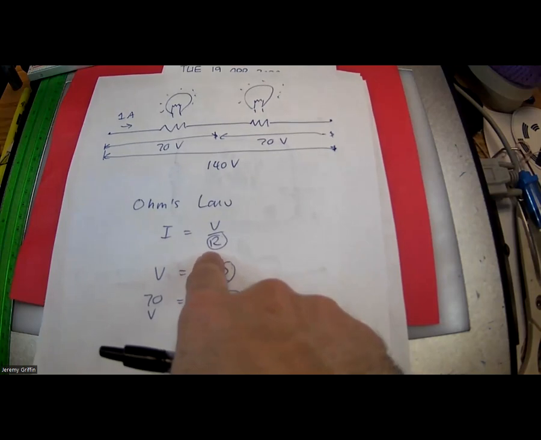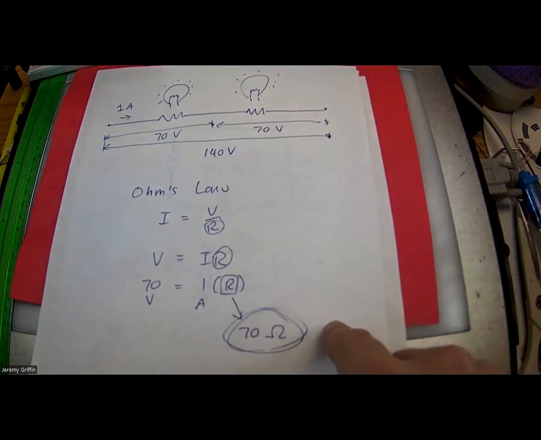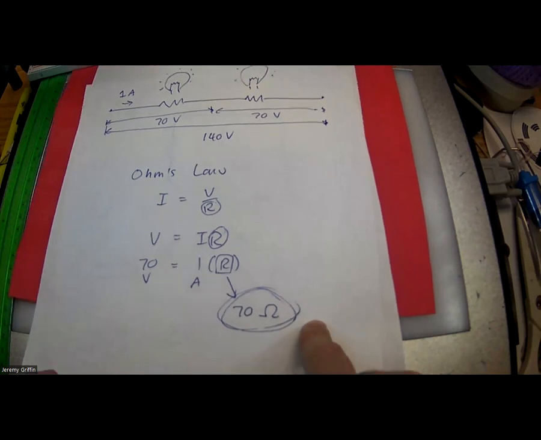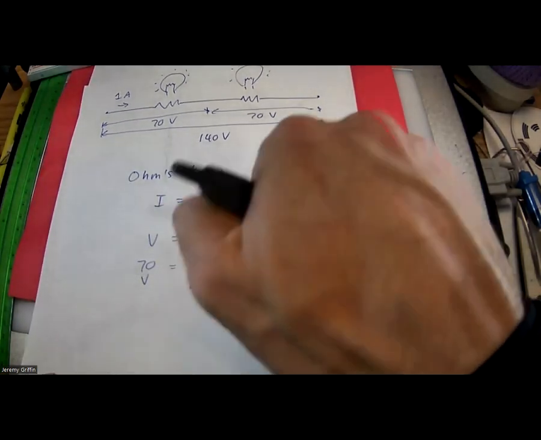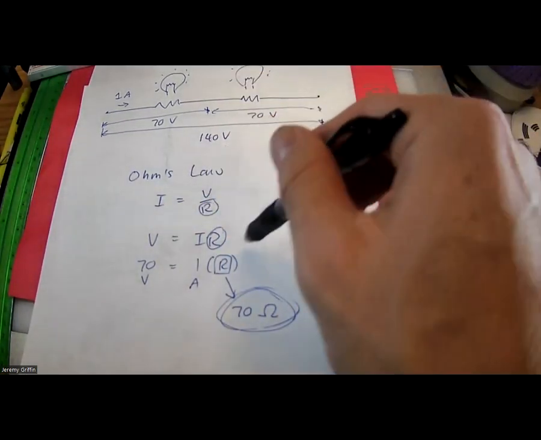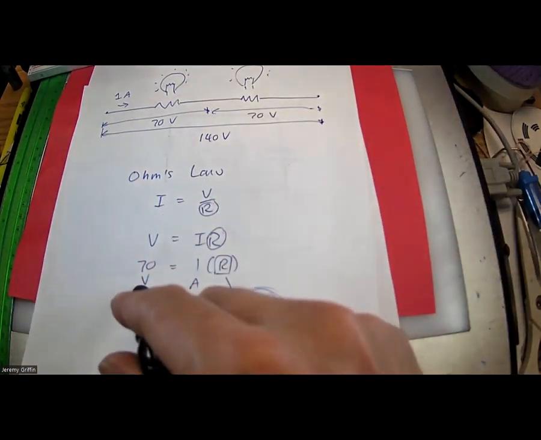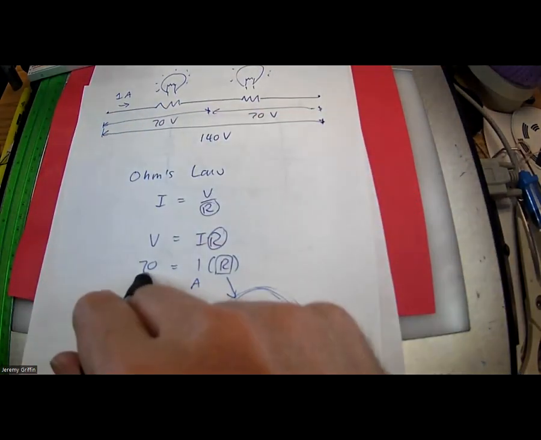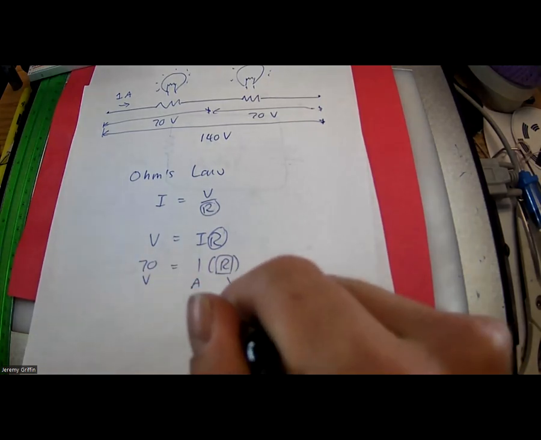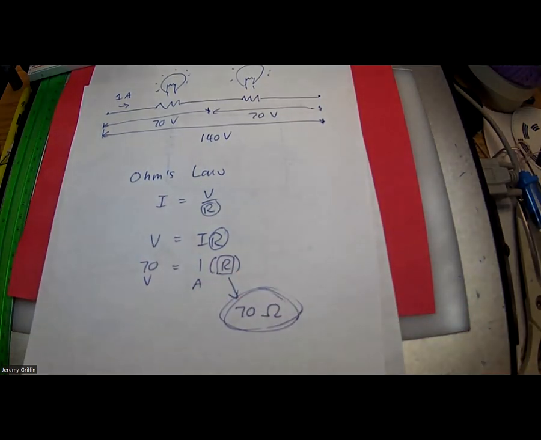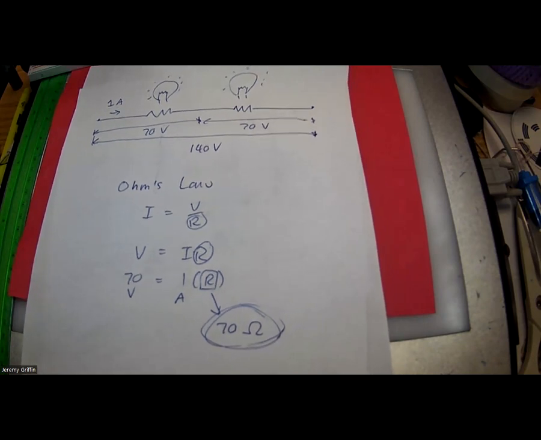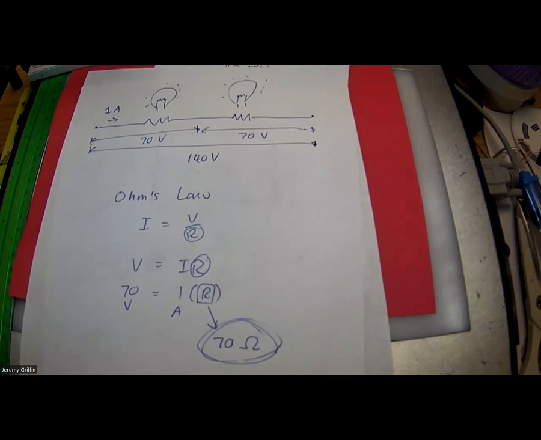Then what was the question? What's the resistance? So Ohm's law, I equals V over R, or you could rearrange that and get V equals IR. Now, if you've got a 70-volt drop per bulb, and there's 1 amp going through, then wouldn't the resistance of each one be 70 ohms, right? That's how those bulbs are actually manufactured, to have filaments that have 70 ohm resistance.